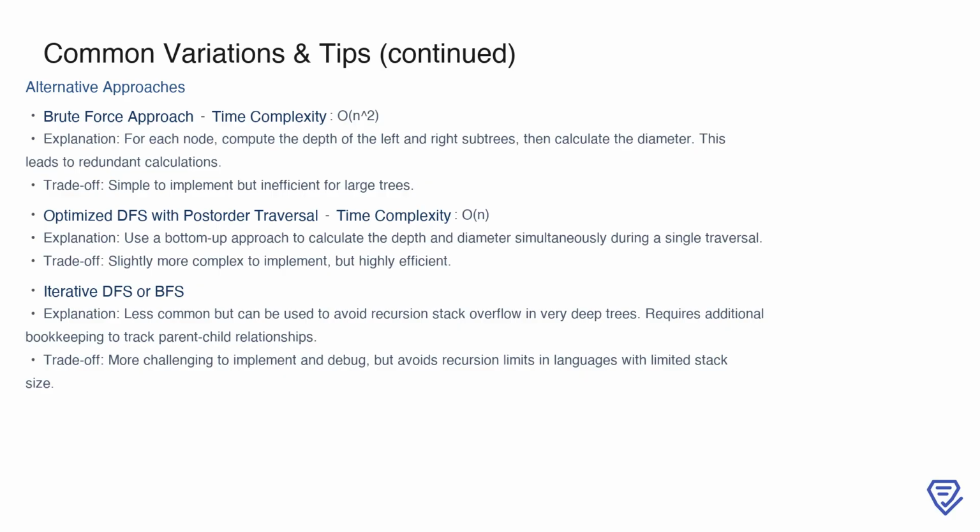Another option is to use iterative DFS or BFS. These approaches are less common but can be useful to avoid recursion stack overflow in very deep trees. However, they require additional bookkeeping to track parent-child relationships, making them more challenging to implement and debug. Despite the trade-offs, these alternatives can be helpful in scenarios where recursion limits are a concern, particularly in languages with restricted stack sizes.